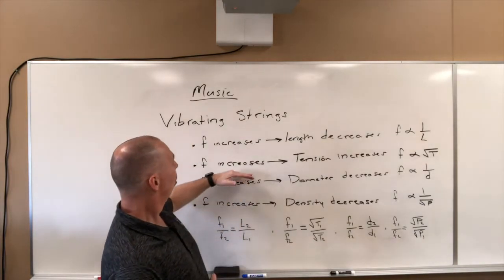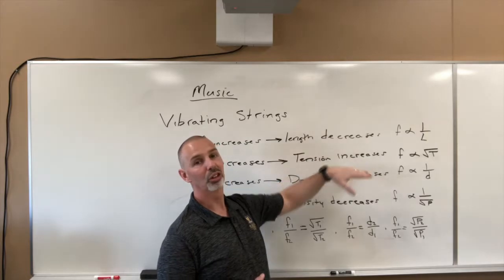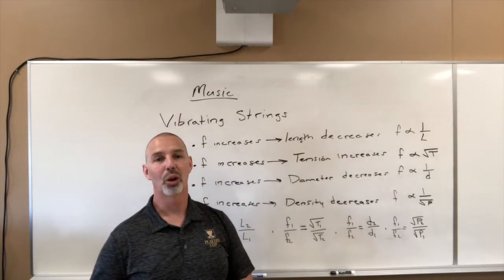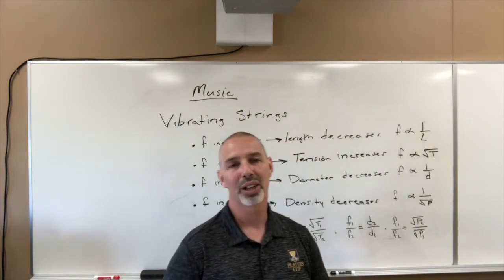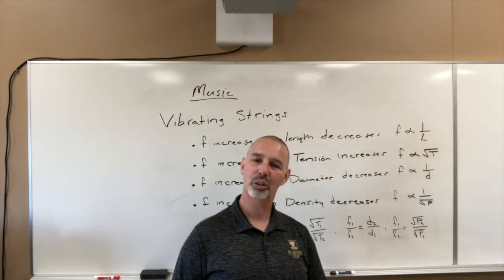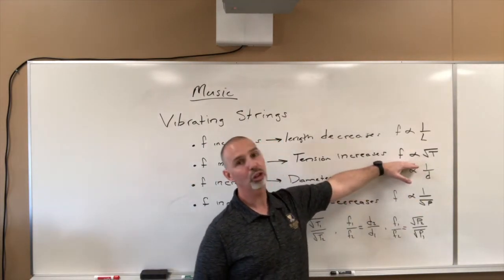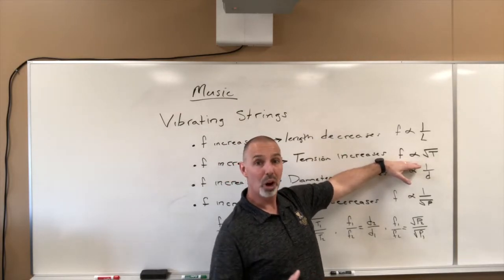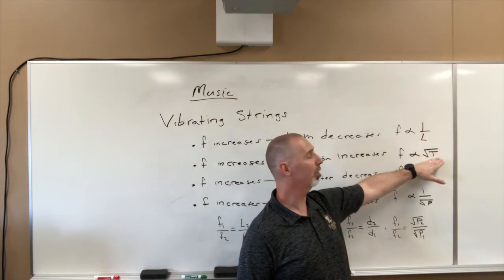All right, frequency will increase if the tension increases in the string. So that's why you've got those tightening knobs on the end of a guitar and violin and other stringed instruments. The tighter you make that string, the more tension in that string, the higher the frequency is going to be. And it is a direct proportion, but it's not 1 to 1. The frequency is proportional to the square root of the tension.